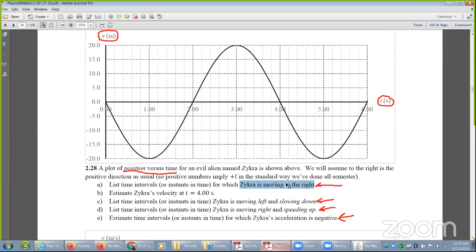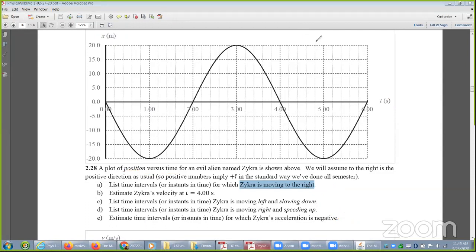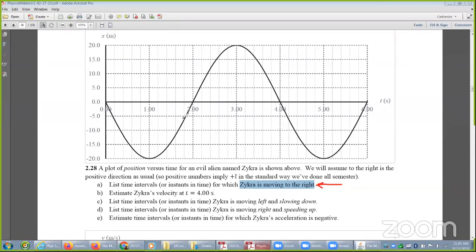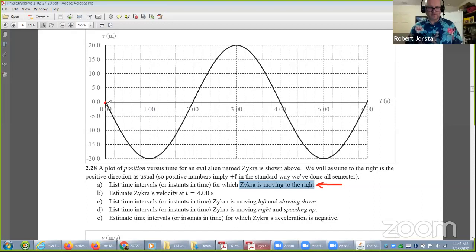Can I give it a try? Yeah, go for it. Okay, I think that Zycra is moving to the right from 0 to 2 and from 4 to 6. Okay, 0 to 2, and you said 4 to 6? Yes. So let's see. In this case, 0 to 2.